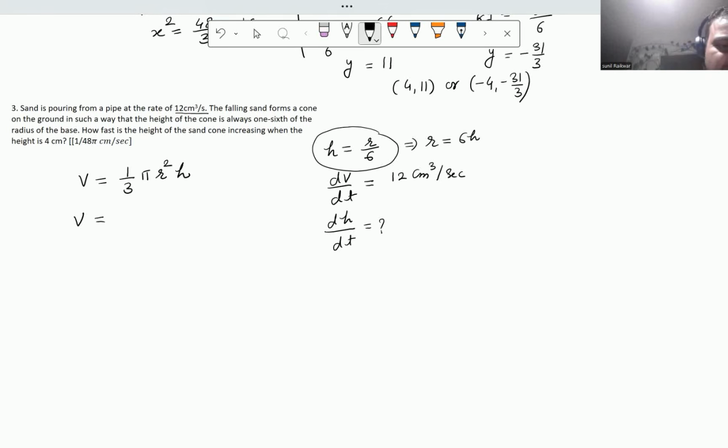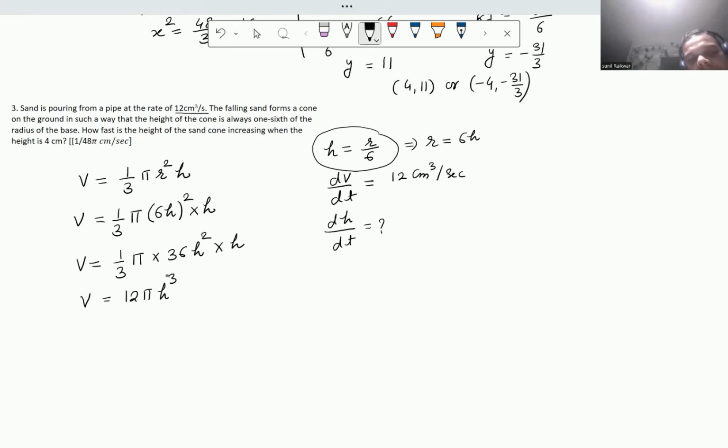So V is equal to 1 over 3 pi (6h) squared times h. So V equals 1 over 3 pi times 36 h squared times h. You can reduce 36 with 3, so V equals 12 pi h cubed. Now we have dV over dt and we want to find dh over dt. You can simply differentiate both sides with respect to t.